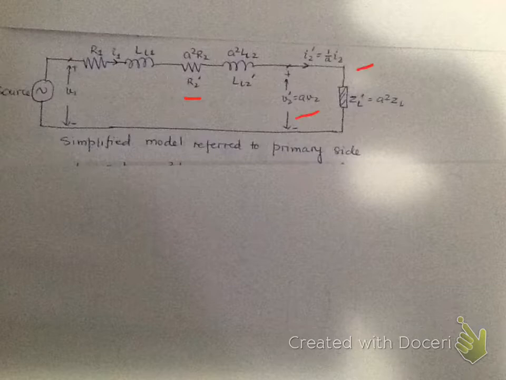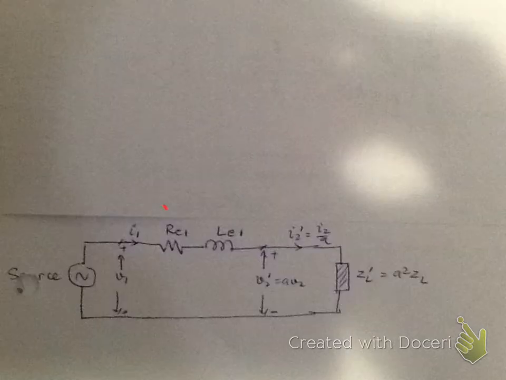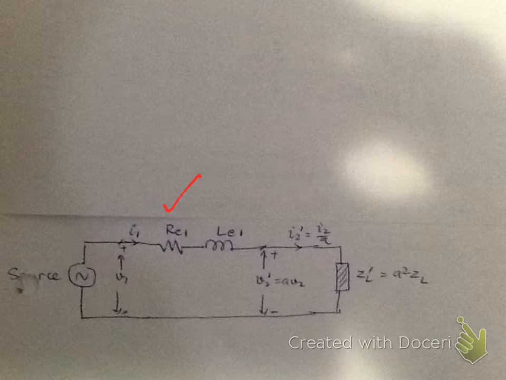The secondary current and the secondary voltage are also referred. So this is a simplified model for full load conditions, referred to the primary side. Now you can see all these four components are in series, so you can combine them. You can do R1 plus A square R2 to make one resistance, and combine the two inductances to make one inductance. So your RE1 equals R1 plus A square R2, and at the same time your LE1 equals your LL1 plus A square LL2.